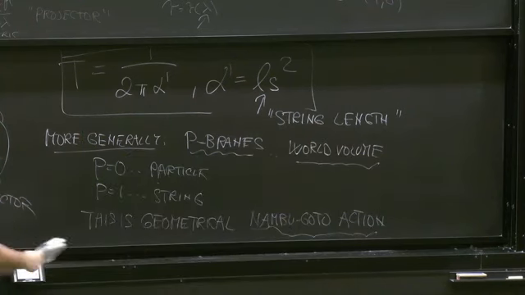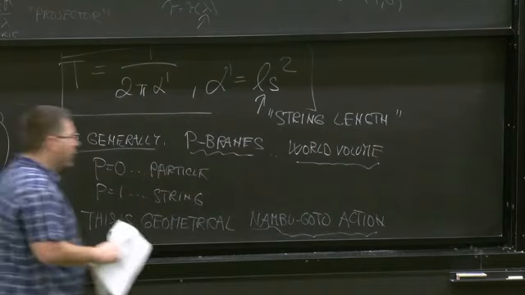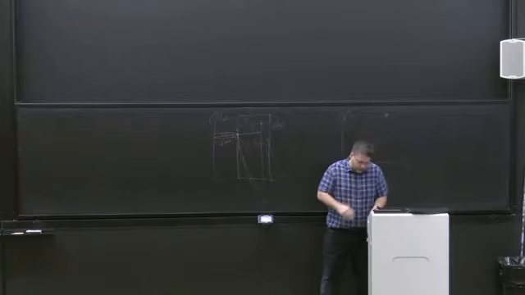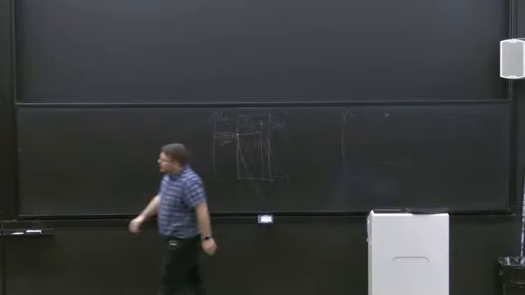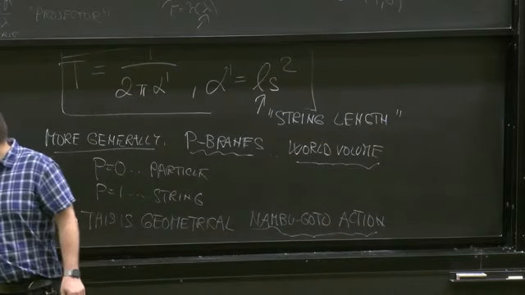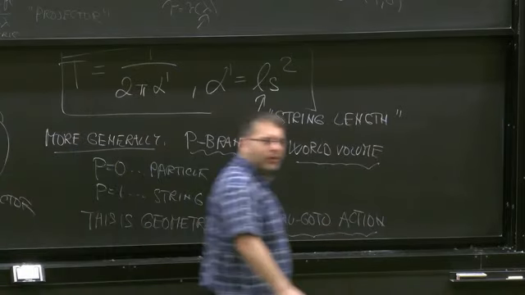Okay, Nambu-Goto action. However, it's not good for several reasons. First of all, if you want to quantize this, you have to quantize something which is under the square root, and that's difficult. So this is very difficult. If you use the square root, it's crazy.